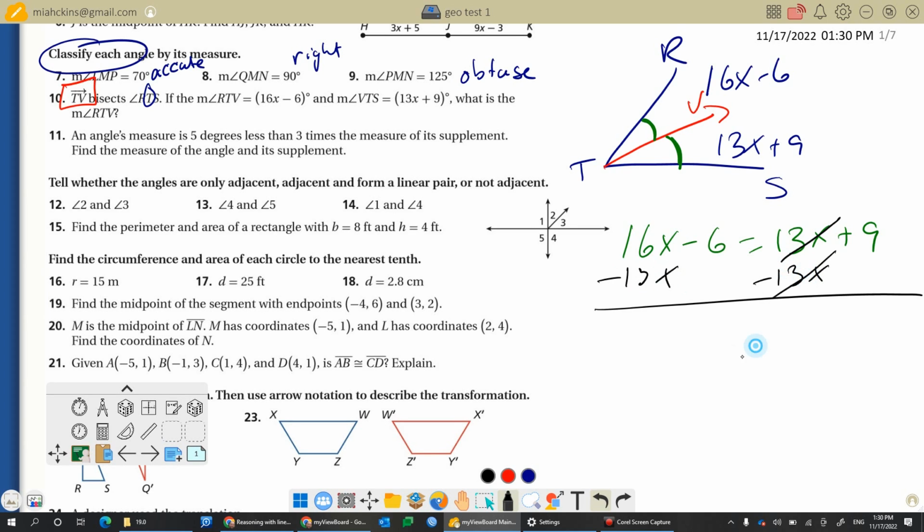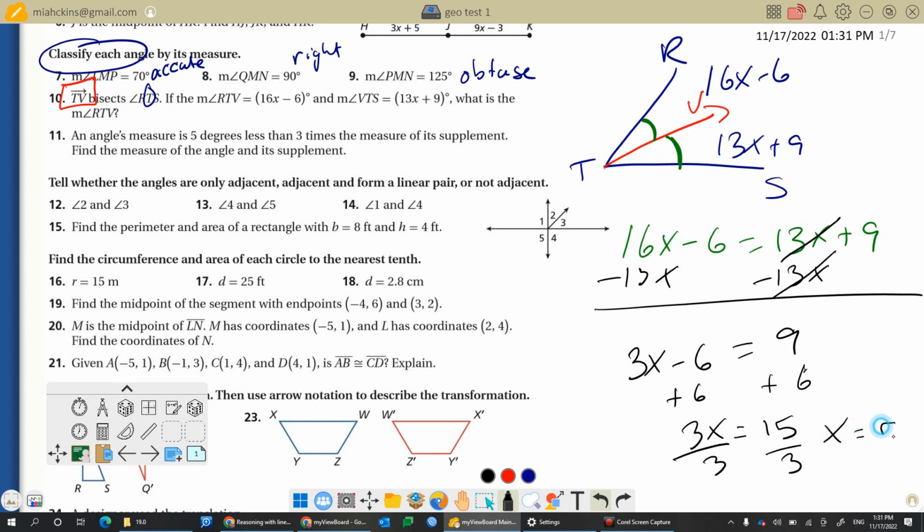13x minus 13x is 0, so we're left with 9 on the right-hand side. 16x minus 13x is going to be 3x, minus 6. So then what do we do? We add 6 to both sides. And so then 3x is equal to 15, divide by 3, x is equal to 5.